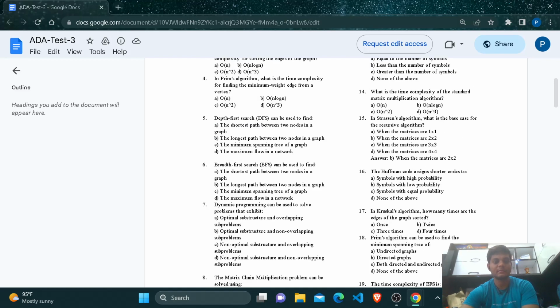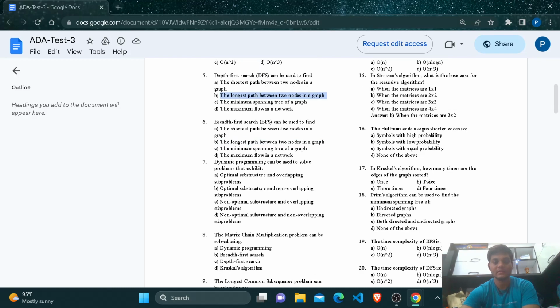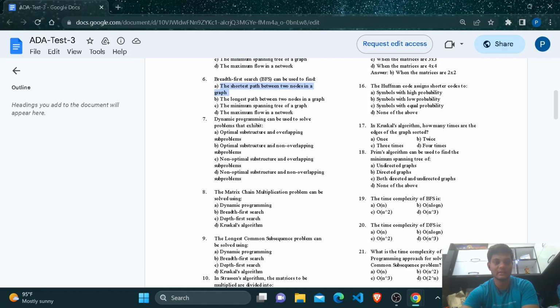Fifth question is about depth first search. Depth first search can be used to find, and these are the options. So the correct option is the longest path between the two nodes in the graph. Sixth question is breadth first search. So its answer is option A, the shortest path between the two nodes in the graph.